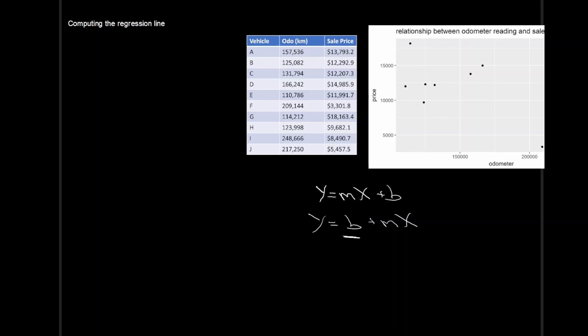b is our vertical intercept, the point at which your linear line would cross the vertical axis. m is the slope, the rate of change. For any one change in x, we get m change in y. Then, of course, what is x? What is y? Well, x is our exogenous variable, typically on the horizontal axis. y is our endogenous variable, the variable that's being explained, typically on the vertical axis.